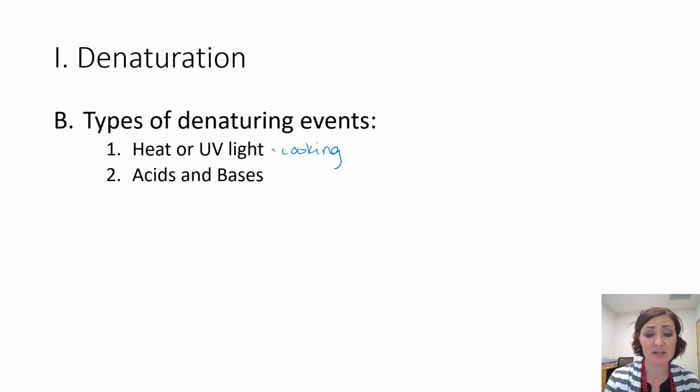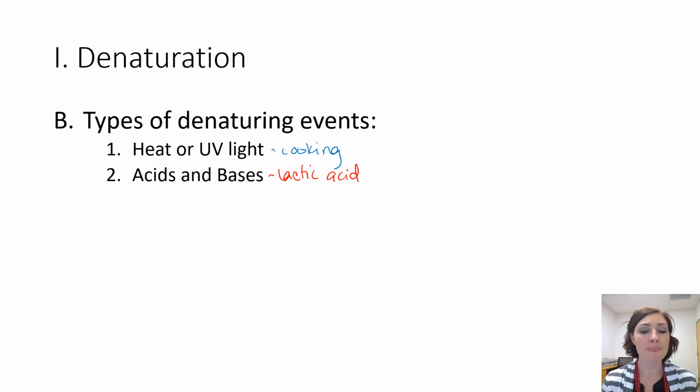Acids and bases can also denature proteins. I like to think of lactic acid, which is a weaker acid, but lactic acid is what's responsible for souring milk to make cheese. So it's not always a bad thing. But once you have that lactic acid interacting with your milk, you're going to start to denature those milk proteins. You can't go from cheese back to milk. That will be a permanent change.